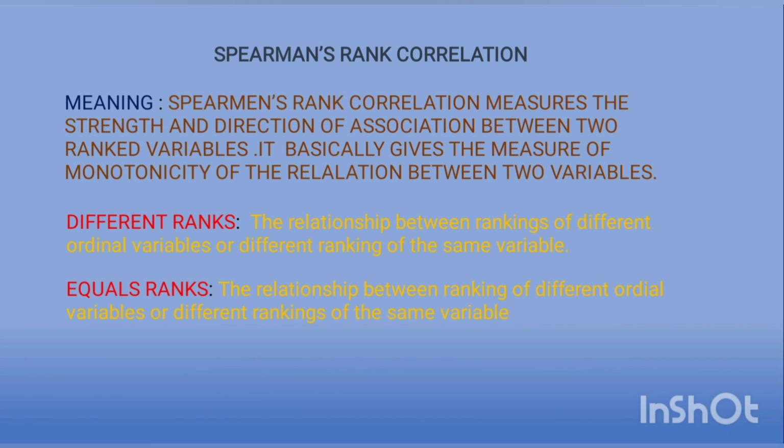Here, the first one is different ranks: the relationship between ranking of different ordinal variables or different ranking of the same variable. The other one is equal ranks: the relationship between ranking of different ordinal variables or different ranking of the same variable is called equal ranks. Let us understand both by solving a problem on each of them.